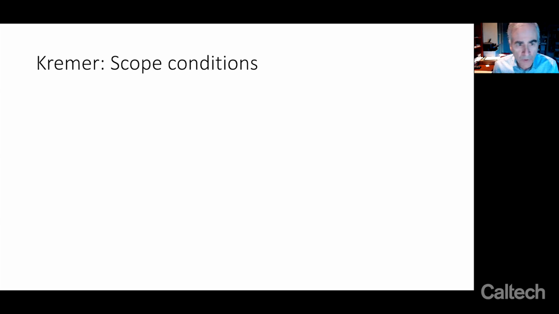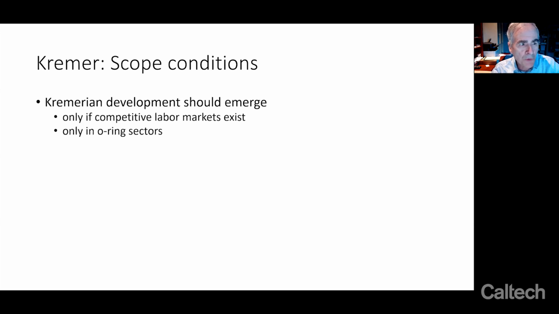So there's some scope conditions. Kremer's model is pretty prominent in the modern literature, but obviously to apply it to earlier centuries requires that the model is approximately applicable. So there's two main scope conditions that we highlight in the paper. You can really only expect this kind of Kremerian development and apex city emergence if you've got competitive labor markets, at least regionally, and you have O-ring sectors of some kind.